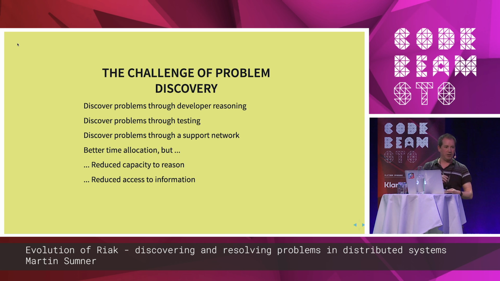So some of the data loss issues around the sibling resolution and this kind of stuff were all discovered through developer reasoning. Yeah, and so Basho had the capacity to do that, and they obviously discovered problems through testing, and they used different forms of testing. Basho had their own test framework called Riak test, and then they also used property-based testing. And they also discovered problems because they happened in the wild, unfortunately.